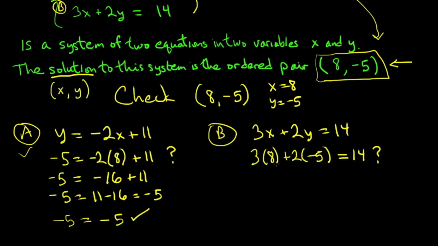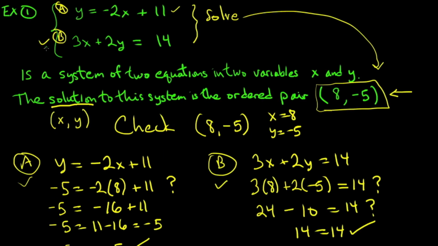Well, let's multiply this out. 3 times 8 is 24. 2 times -5 is -10. Okay, so does 24 minus 10 equal 14? 24 minus 10 is indeed 14. So that's also true. And so now we checked equation A and we checked equation B, and they're both correct. So that's how we know for sure that this is our solution.